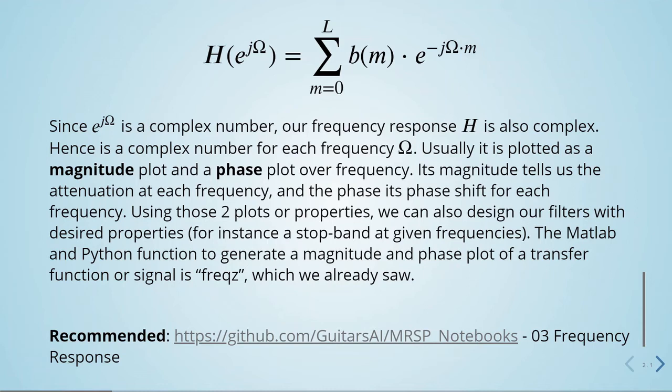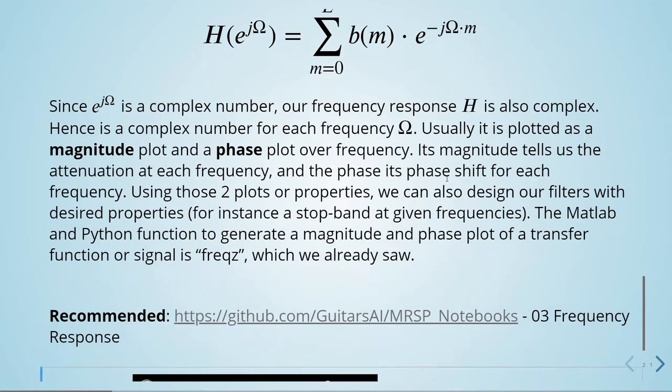For example, a stop band at given frequencies. For generating magnitude and phase plots of a transfer function or signal in MATLAB and Python, we can use freqz, as we already used before.